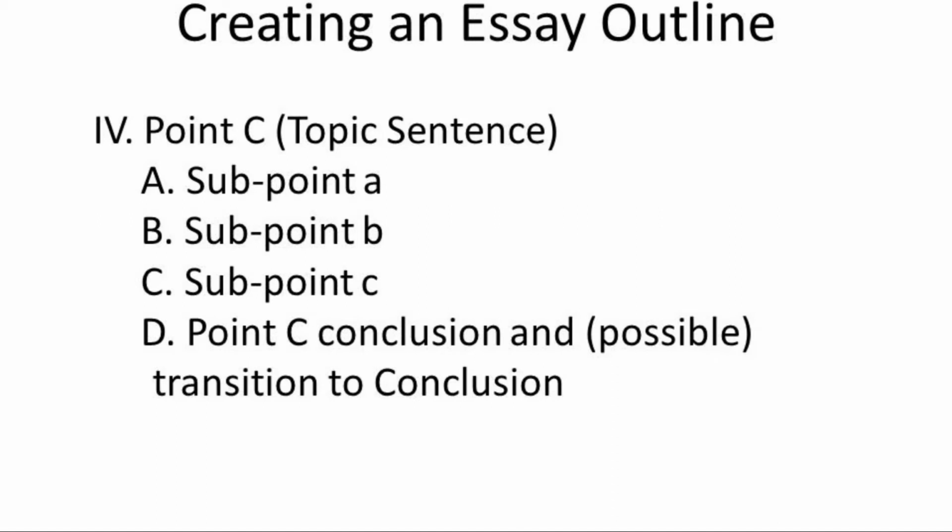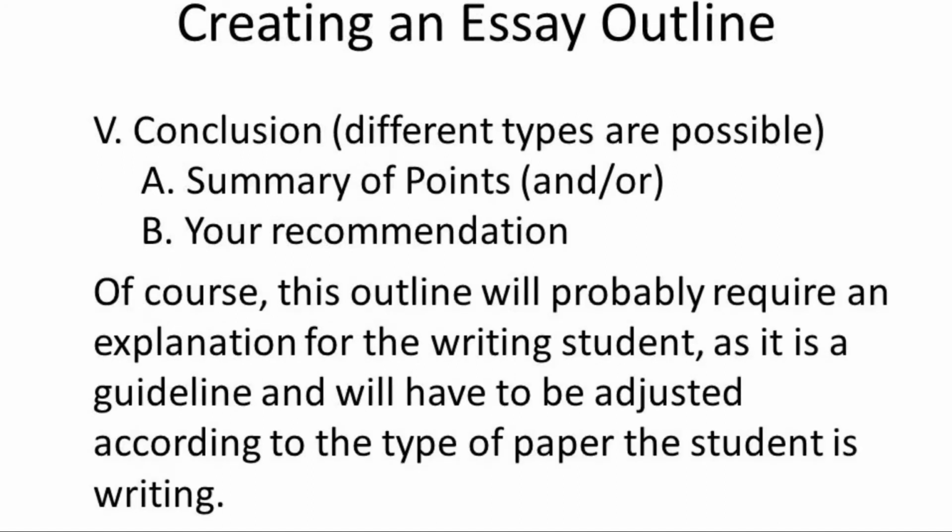Creating an essay outline. 4. Point C. Topic sentence. A. Subpoint. B. Subpoint. C. Subpoint. D. Point C conclusion and possible transition to conclusion. V. Conclusion. Different types are possible. A. Summary of points, and/or B. Your recommendation. Of course, this outline will probably require an explanation for the writing student, as it is a guideline and will have to be adjusted according to the type of paper the student is writing.